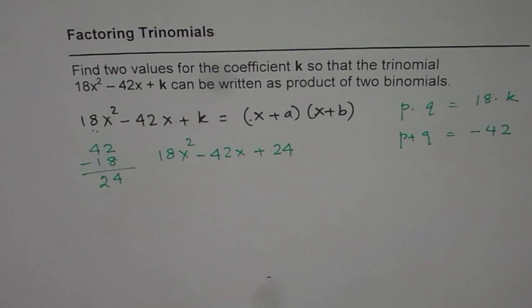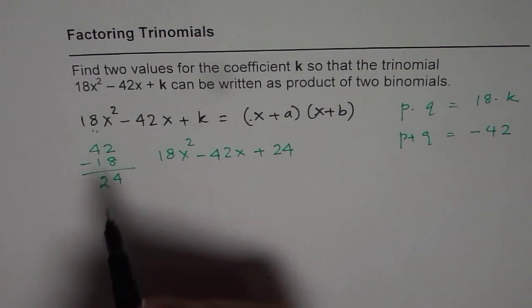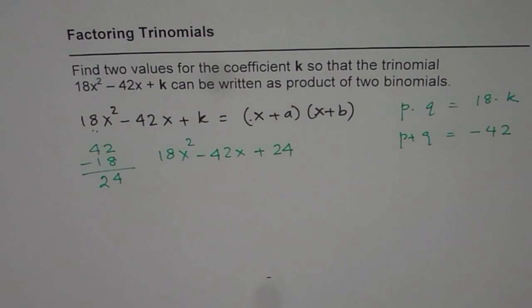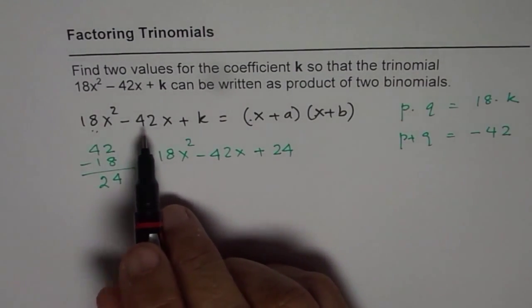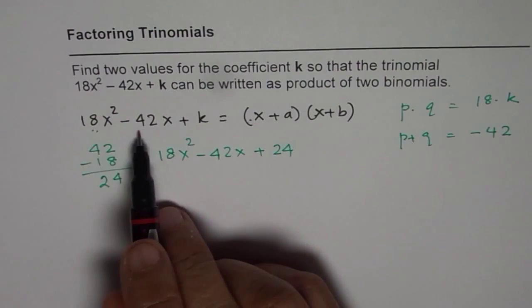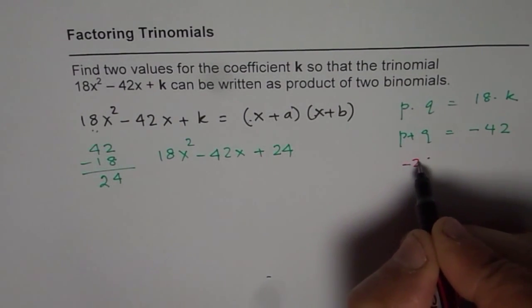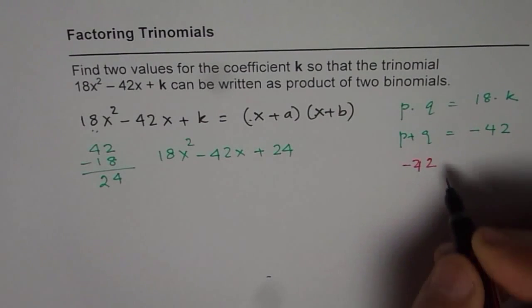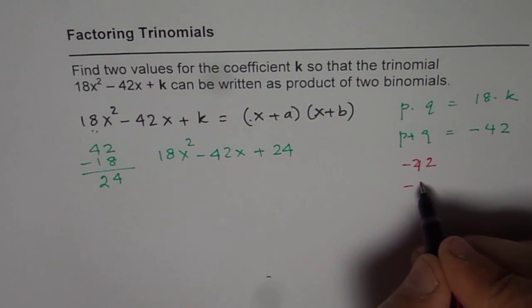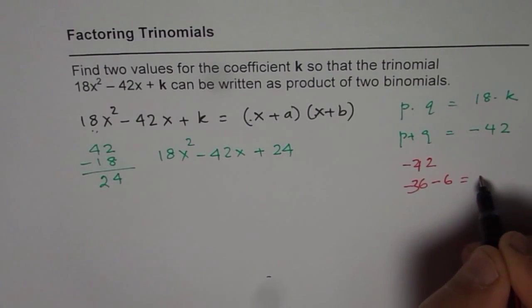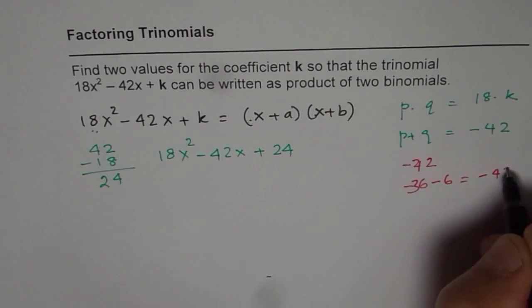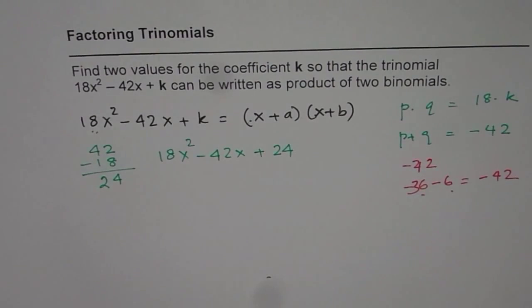Similarly, you can find other values. Now to find the other values, I'll use a different strategy here. I'm leaving this factoring for you to do, right? The other strategy is, what is the other combination of getting minus 42? So I need to get minus 42. Okay, let me write minus 42, right? I could also say minus 36 minus 6 will give me minus 42. Is that okay? So these could be my numbers.